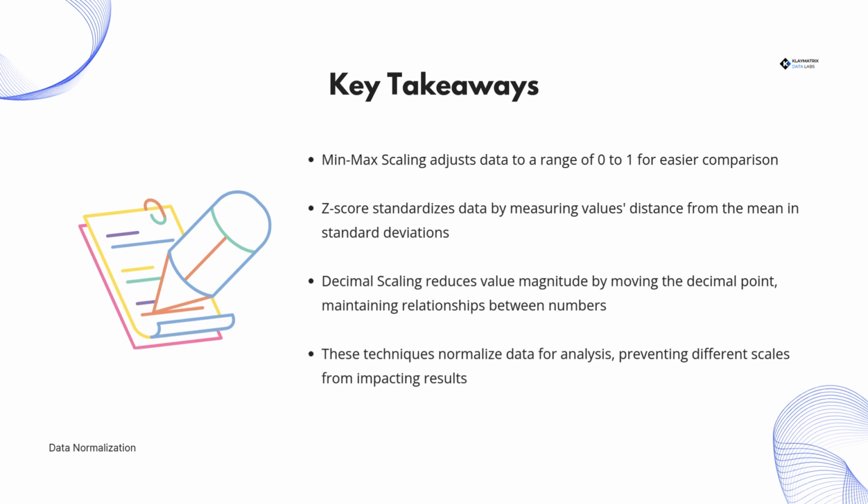Let's summarize what we've learned. Min-max normalization scales data to a fixed range between 0 and 1. Z-score normalization standardizes data based on mean and standard deviation. Decimal scaling adjusts the decimal point to handle large numbers effectively. Choosing the right normalization technique depends on data distribution and business needs.